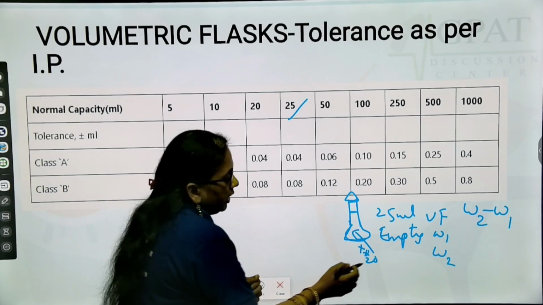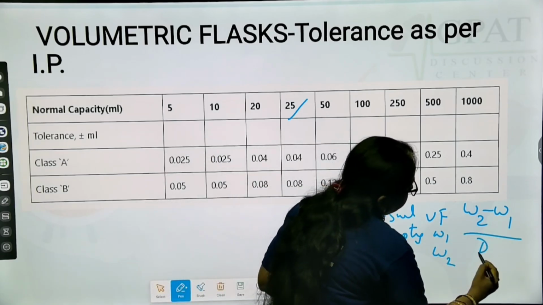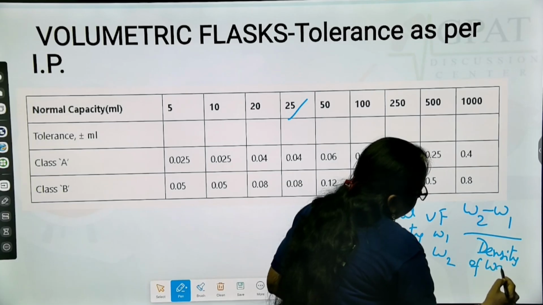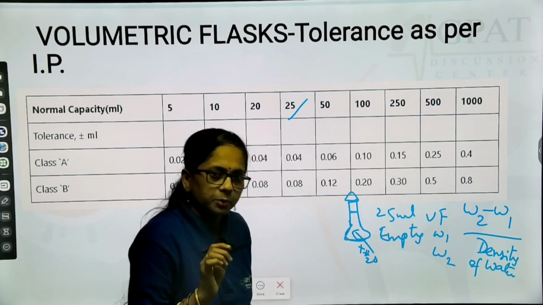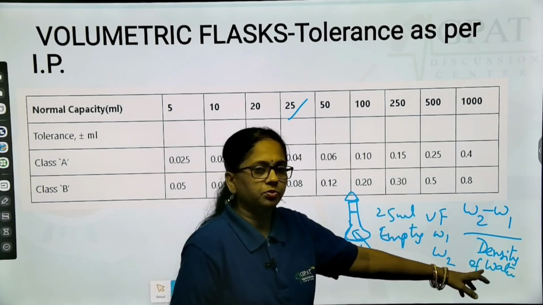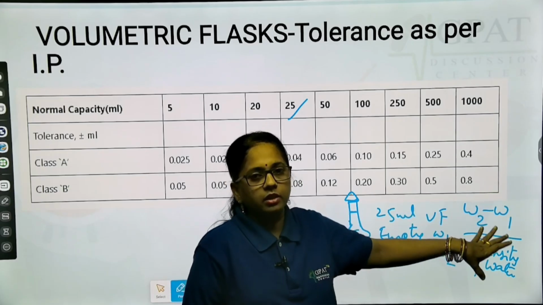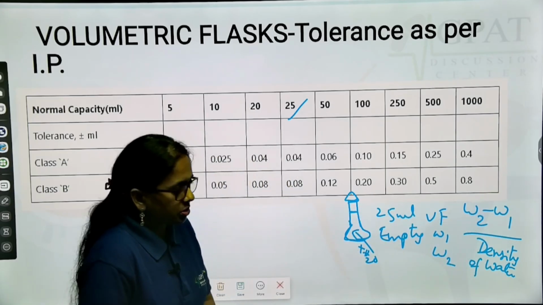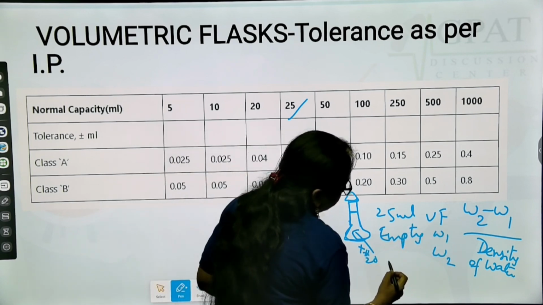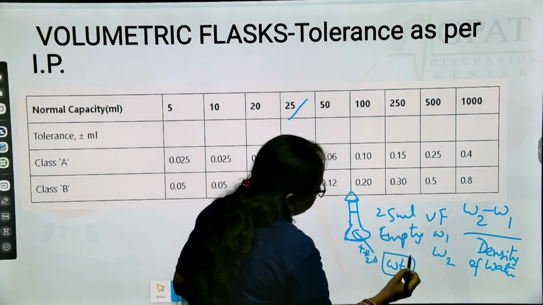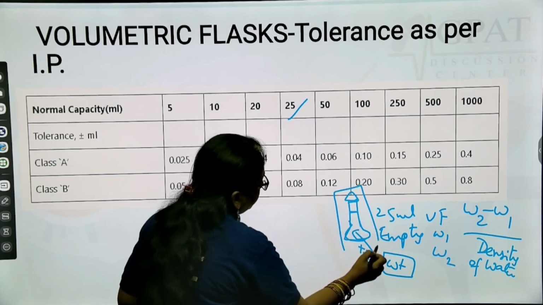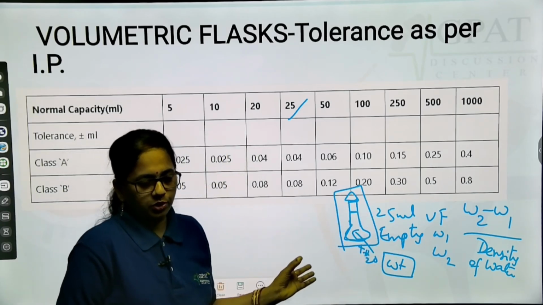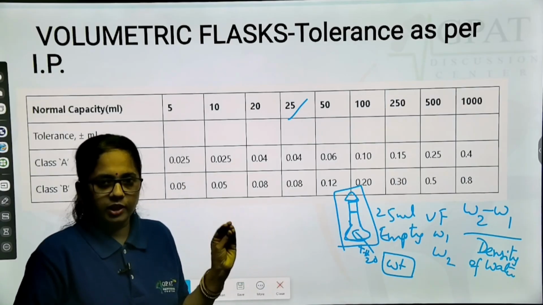So, W2 minus W1 divided by the density of the water at the particular working temperature. At that particular temperature you have to take the density of the water. If you divide the actual weight of the water by the density of the water, you will get the exact volume, not the weight, for this volumetric flask. In this way we have to proceed for the calibration of any type of glassware.